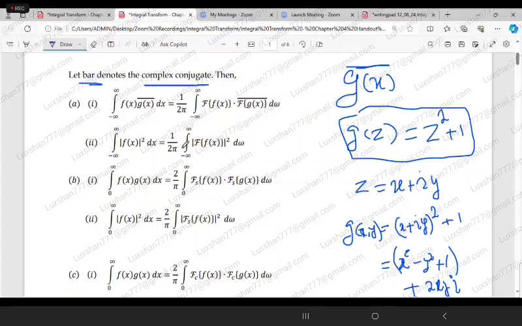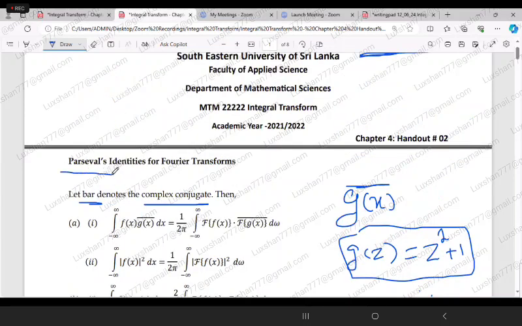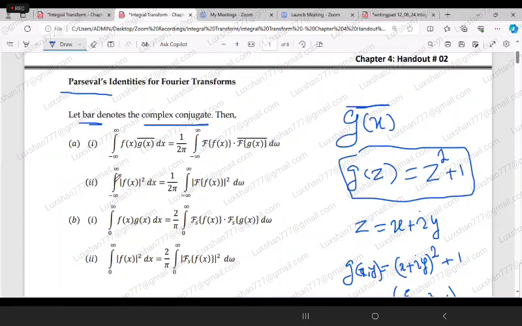Anyway, we are not going to have complex functions, but these Parseval identities are true even for complex functions. We are not going to prove this, just try to understand what they are saying. That is, 1 over 2 pi, integral from minus infinity to plus infinity of the Fourier transform of f(x) into the conjugate of the Fourier transform of g(x), is equal to this one.